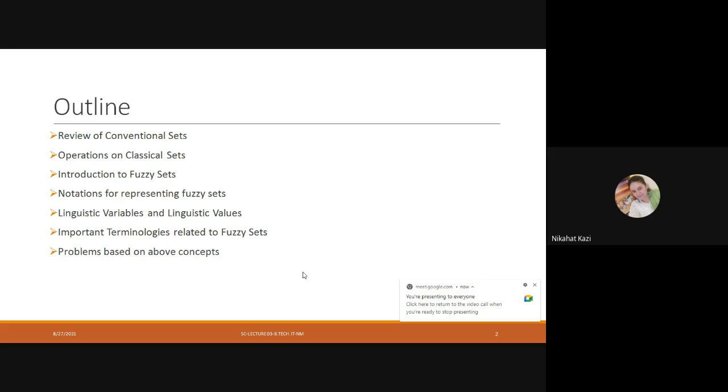We're starting with a new unit, that is fuzzy set theory. This is the outline for today's lecture. First we'll start with a review of conventional sets, and we'll then also look at a few operations which can be performed on conventional sets or classical sets. Then we will introduce fuzzy sets formally.